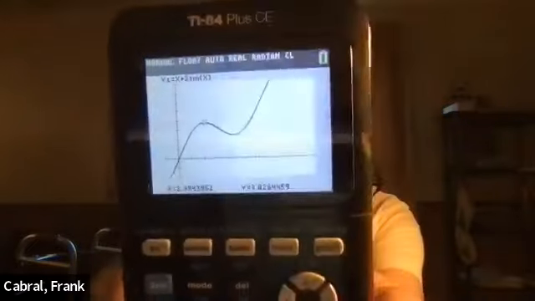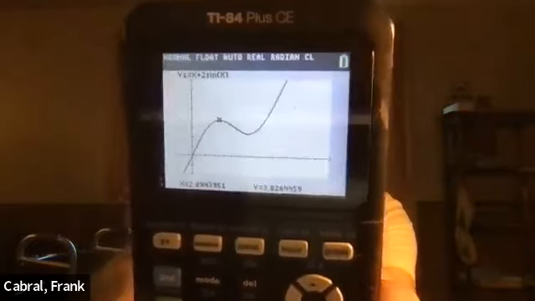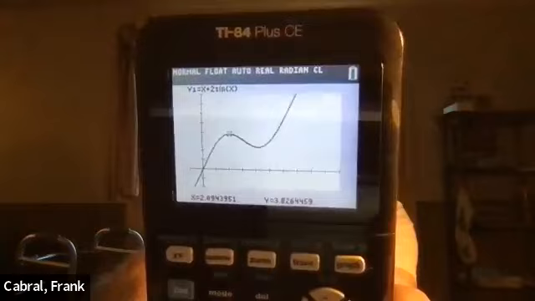Second, calculate value 2 pi over 3. And we can see it's exactly where we expect it to be. Right at the top of one of those humps. Right at the top of the first hump, that is.